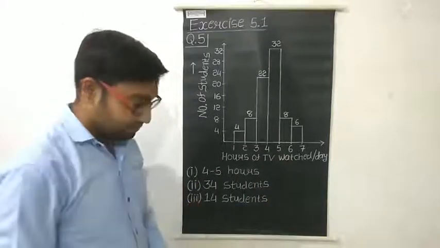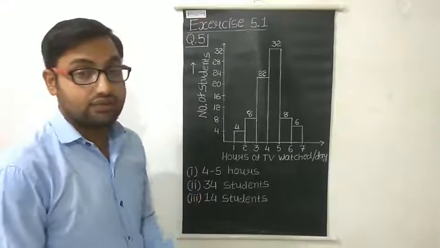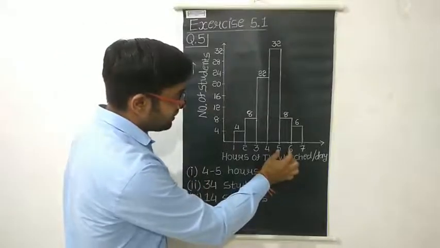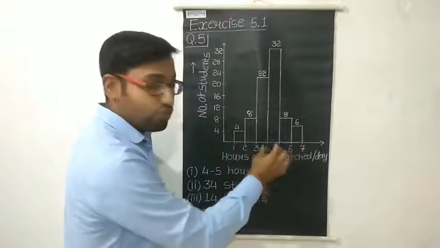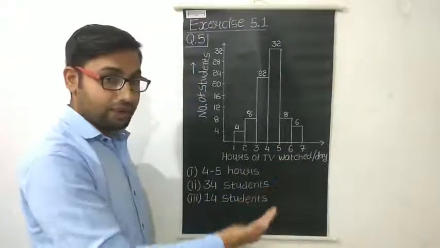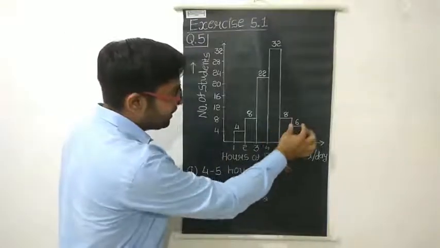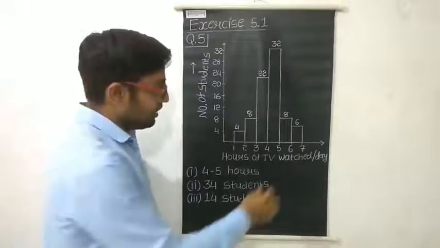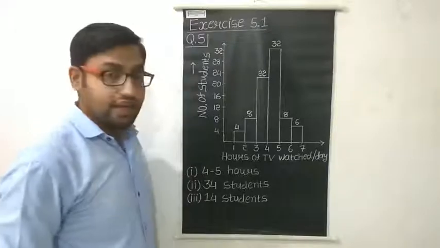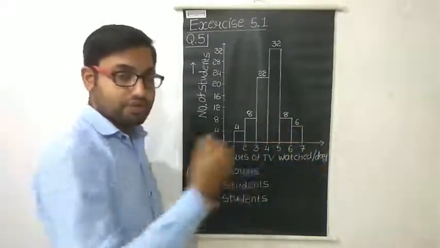Right? Third, how many students spend more than 5 hours watching TV? More than 5 means we can consider these two class intervals, 5 to 6 and 6 to 7, because both represent more than 5 hours. So how many students here? 8 and here 6. Right? So 6 plus 8 equals 14. So 14 students watched TV more than 5 hours.